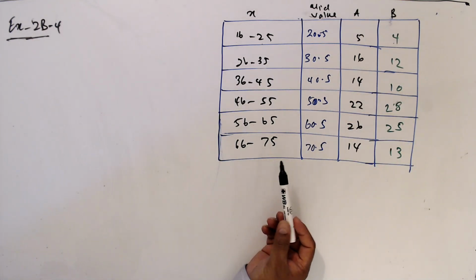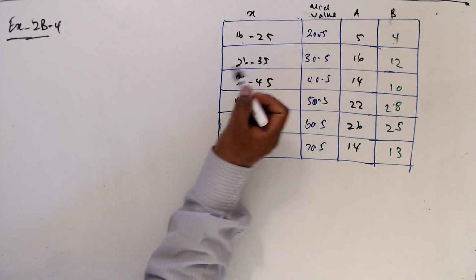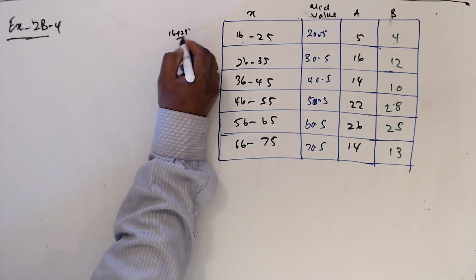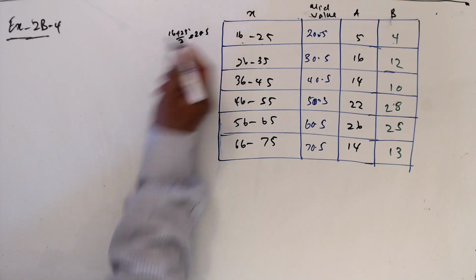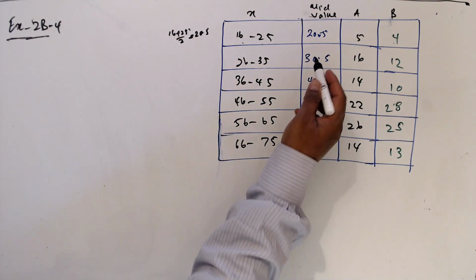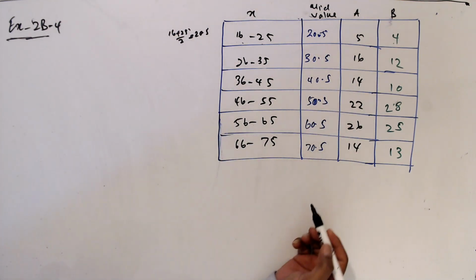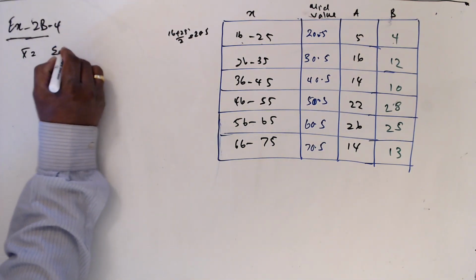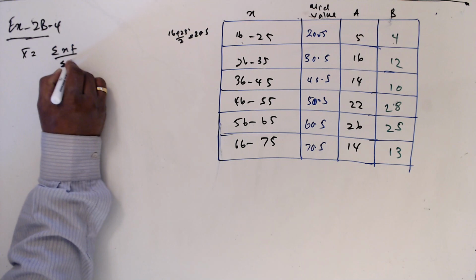So as usual, I found out the mid value, because 16 plus 25 divided by 2 is 20.5. So likewise, this is 20.5, 30.5. Likewise, now the formula: x bar is summation xf over summation f.